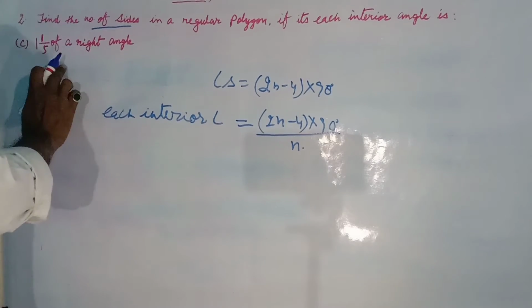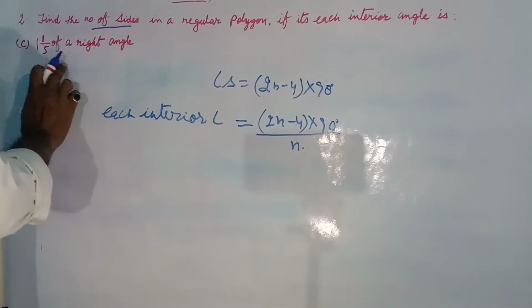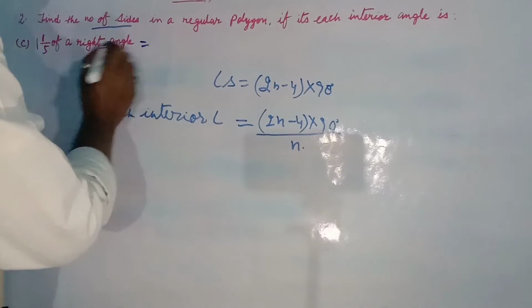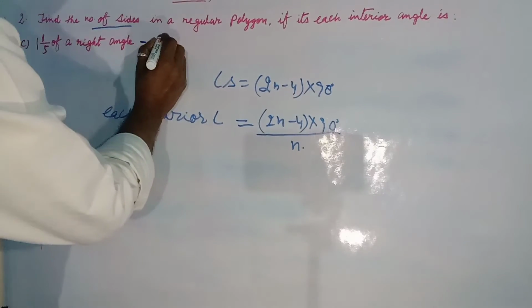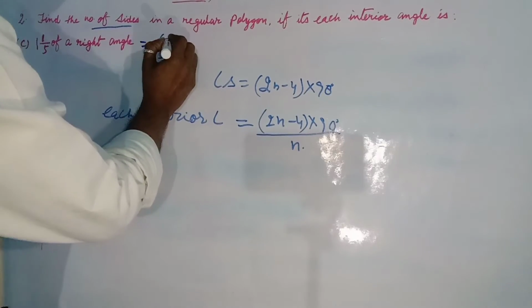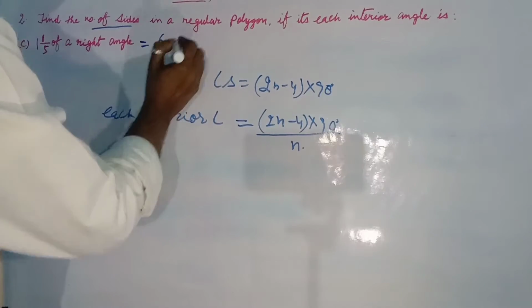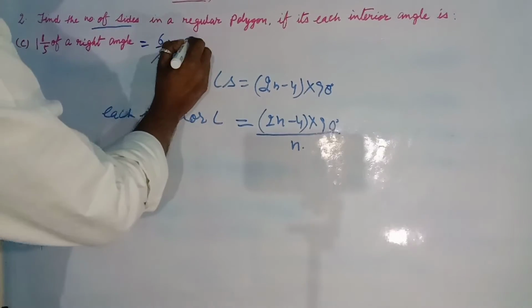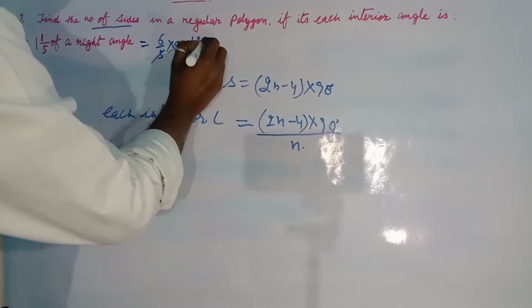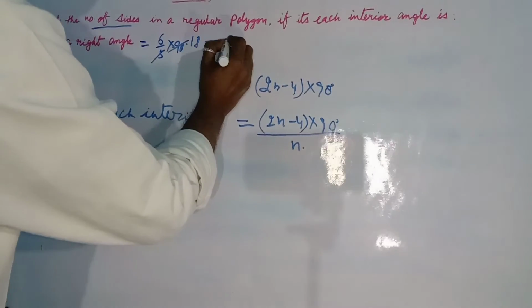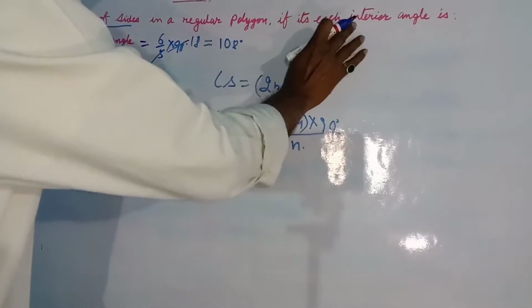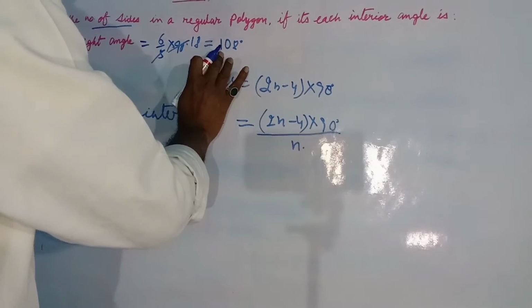Then first we will find 1 whole 1 by 5 of a right angle, that is 6 by 5 of a right angle, which means 6/5 times 90 degrees. Then 5 times 18 is 90, and 18 times 6 is 108 degrees. That means each interior angle is 108 degrees.